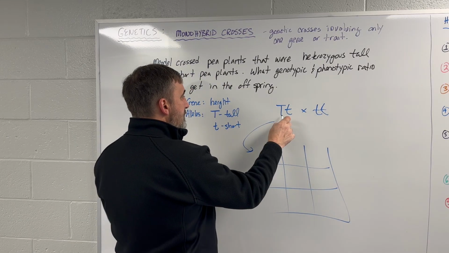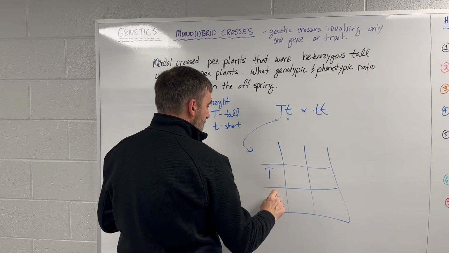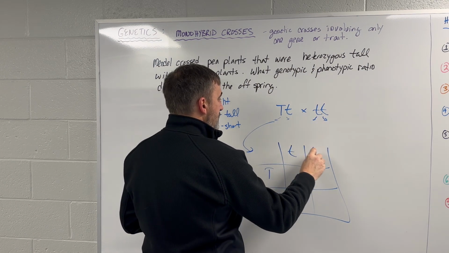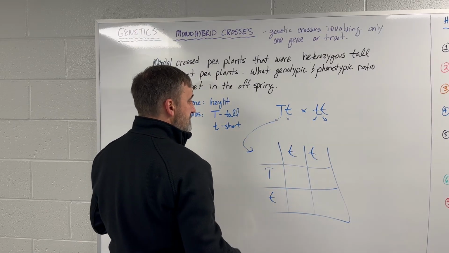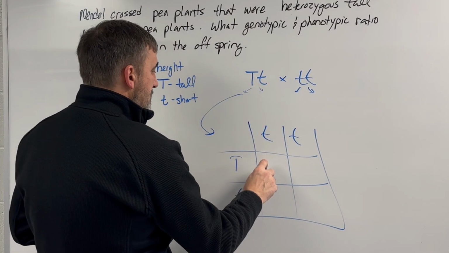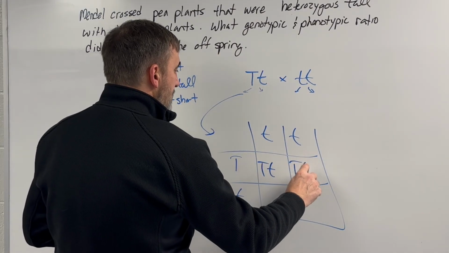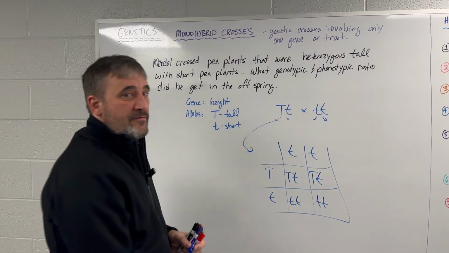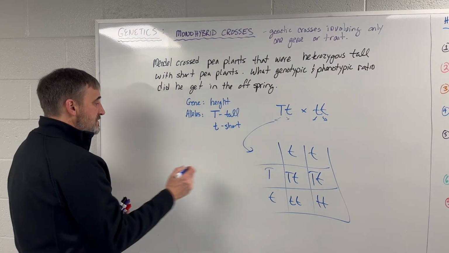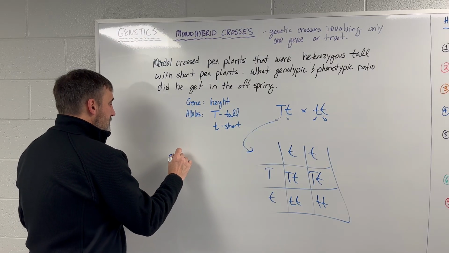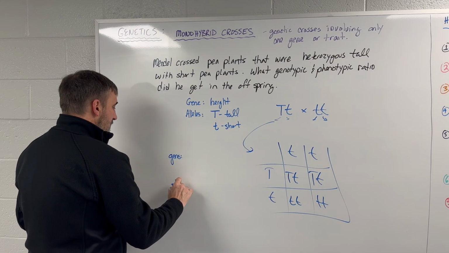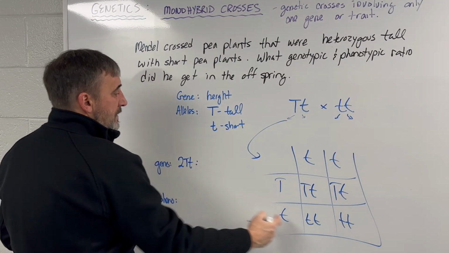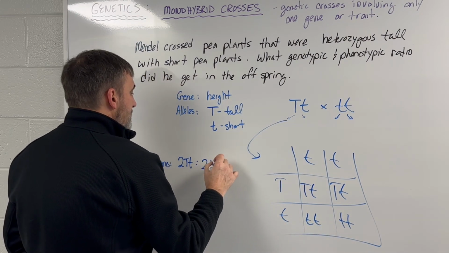Okay, one parent's gametes when we separate them, big T, little t on the side. The other parent's gametes when we separate them go on the top. Does it matter who goes where? No, just as long as you're consistent. Let's complete the cross. So we have big T, little t, big T, little t, little t, little t, little t, little t. And if we were to do the genotypic and phenotypic ratio for this problem, we would say genotype, phenotype, I get 2 big T, little t's to 2 little t's.